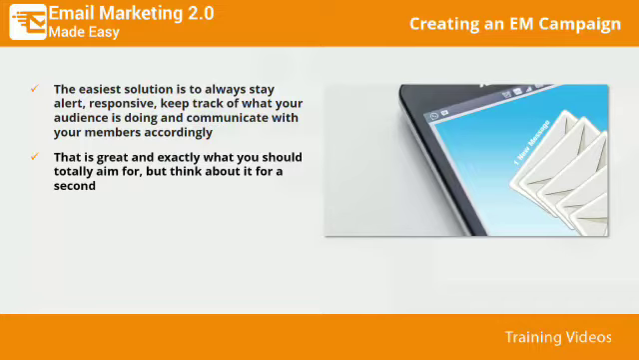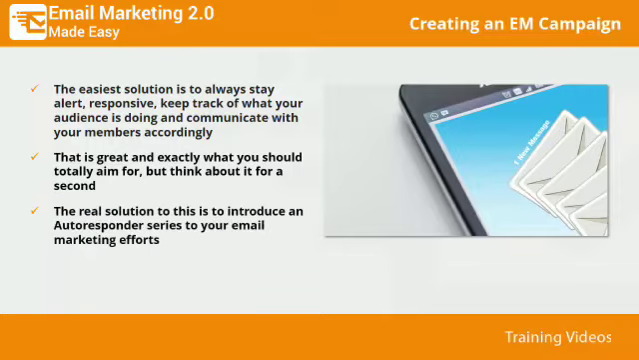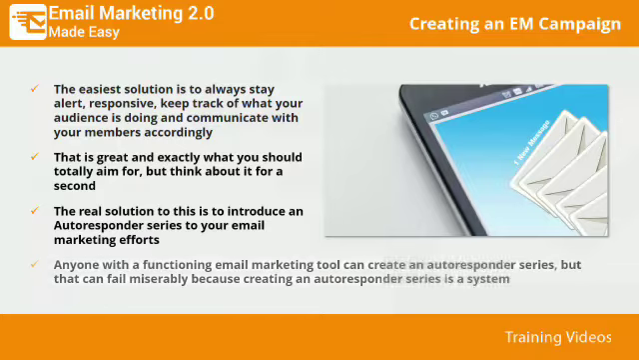That is great and exactly what you should totally aim for. But think about it for a second. Your goal is to have as many subscribers and customers as possible. So how are you going to keep track of all of them once your subscriber list hits a big number? Your email marketing efforts will become a mess. The real solution to this is to introduce an autoresponder series to your email marketing efforts. An autoresponder series is an email series that your business sends on autopilot to new and existing subscribers according to their actions and needs.